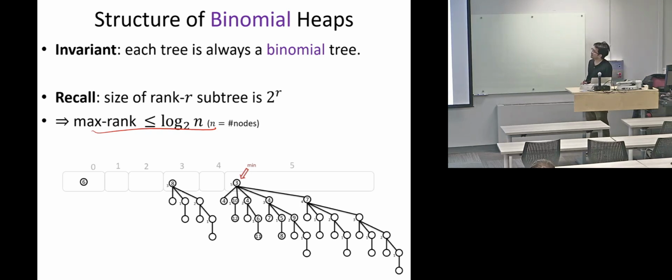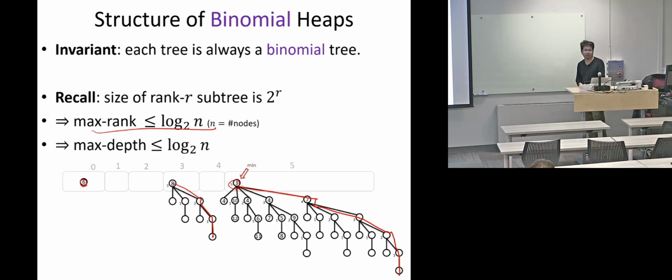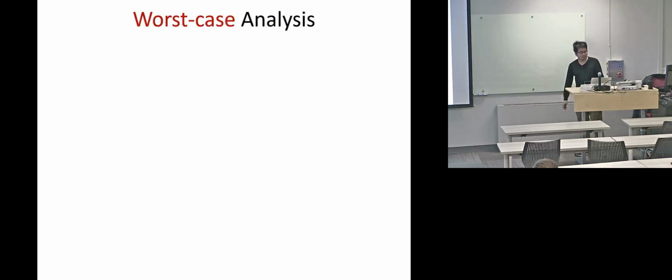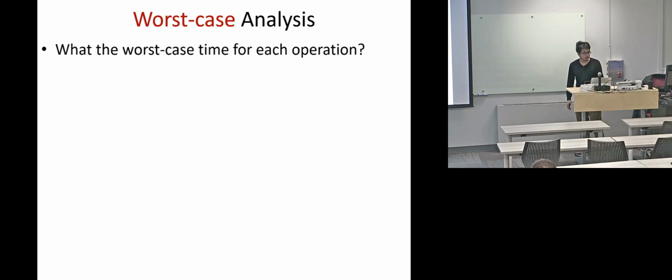Also, you know that a rank R binomial tree has depth at most R. Rank 0 has depth 0. Rank 3 has depth 3. Rank 5 has depth 5. So it means that the maximum depth is also log n. Okay. So with this structure, now let's try to analyze the heap. Let's look at the worst case analysis first.